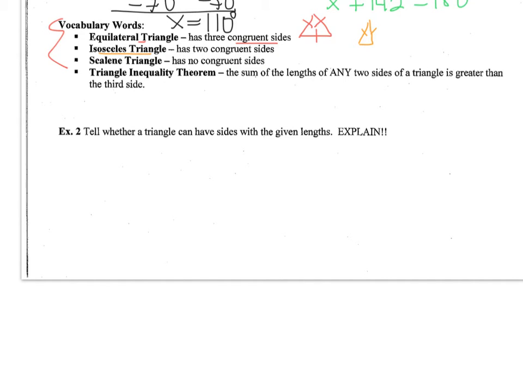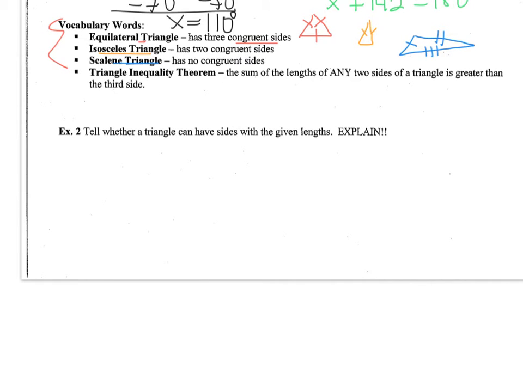And then we have scalene. Scalene triangles are when there's no congruency going on. So I can put 1 and then 2 tick marks and then 3 tick marks on the longest side. So all three sides are different, so no congruency.